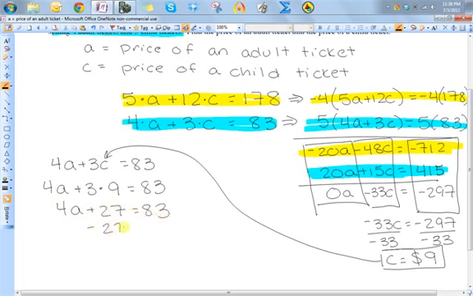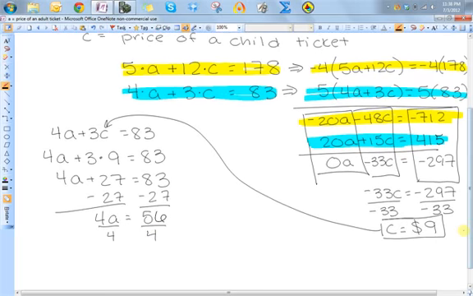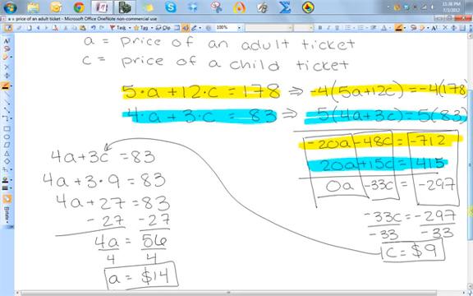Subtract 27. So 4A is equal to 56. Then divide both sides by 4. So I get A is equal to 14. So what I have here, remember A represents the price of an adult ticket. So the price of an adult ticket is $14. And the price of a child's ticket is $9.